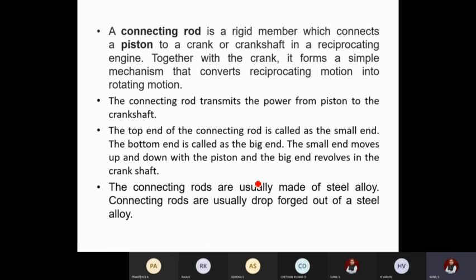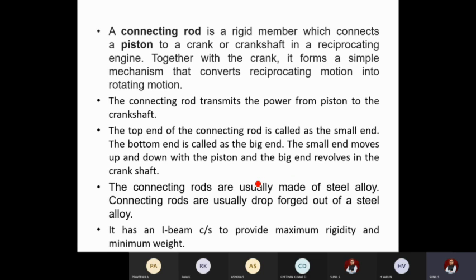The connecting rod is usually made of steel alloy, drop forged steel alloy. It's a single structure, not an assembly. By forging, it is a single structure. It usually has an I-beam cross section to provide maximum rigidity.